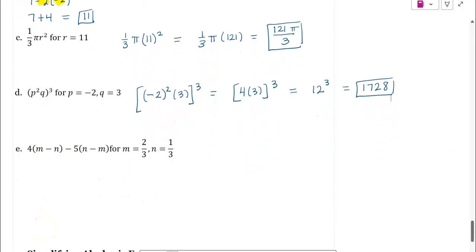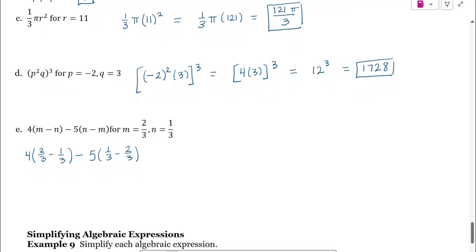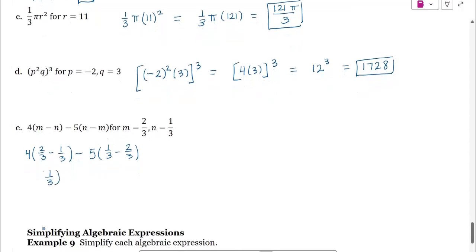For example E, similar to the last problem, I have two different variables to look at, m and n. So let's see, we'll have 4. m is equal to 2/3, and n is equal to 1/3. And then I've got them switched, 1/3 minus 2/3. Okay. 2/3 minus 1/3 will be 1/3 overall. But then in the other parentheses, I have 1/3 minus 2/3. That's a minus 1/3.